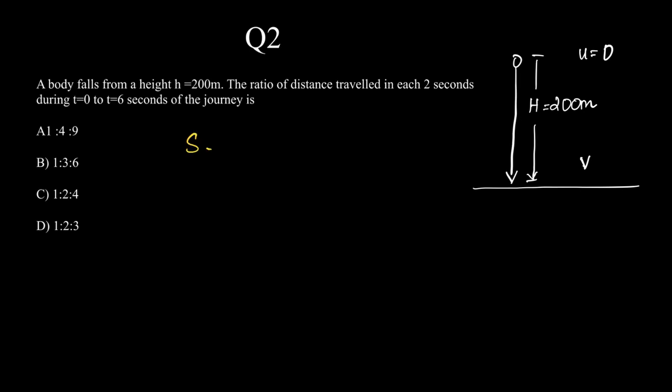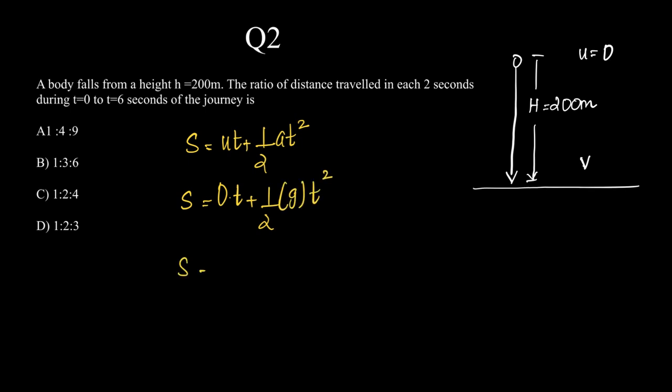We can say that s is equal to ut plus half a t square. Now u is 0, so this becomes 0 into t plus half into g into t square. So s is equal to half g t square. Right, this is what we get.